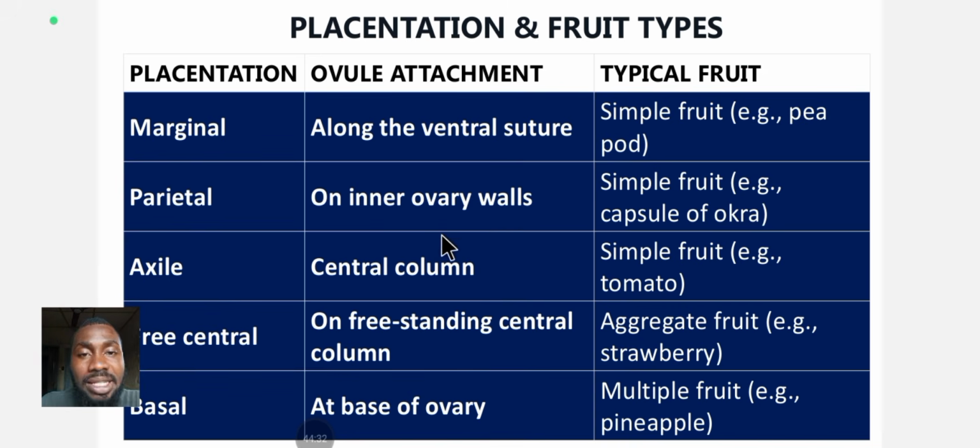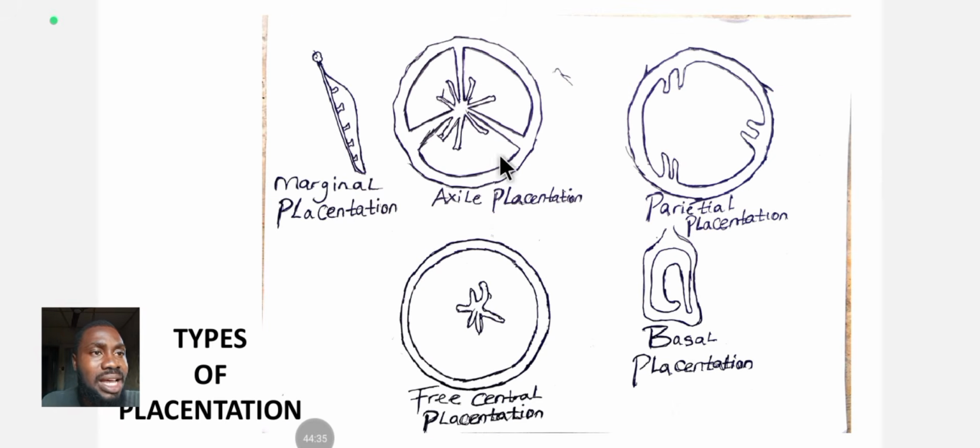All right, so let's quickly look at the diagram of parietal. You can see where it's located. Inner wall of the ovary. Look at it, the inner wall. That's where you have the placenta, that's where the placenta forms. So parietal is away from the center. Always use that to remember.